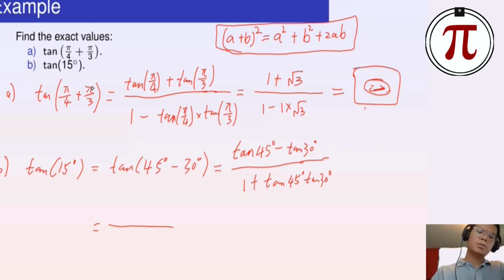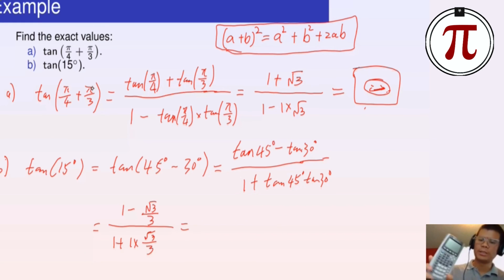So this one equals what? On the top is 1 minus what is tangent 30 degrees? Anybody remember that? Square root of 3 over 3, all right? So on the bottom, it becomes 1 plus 1 times square root of 3 over 3. Now, can you use a calculator? Let's just use a calculator for this one. We can just use a calculator.